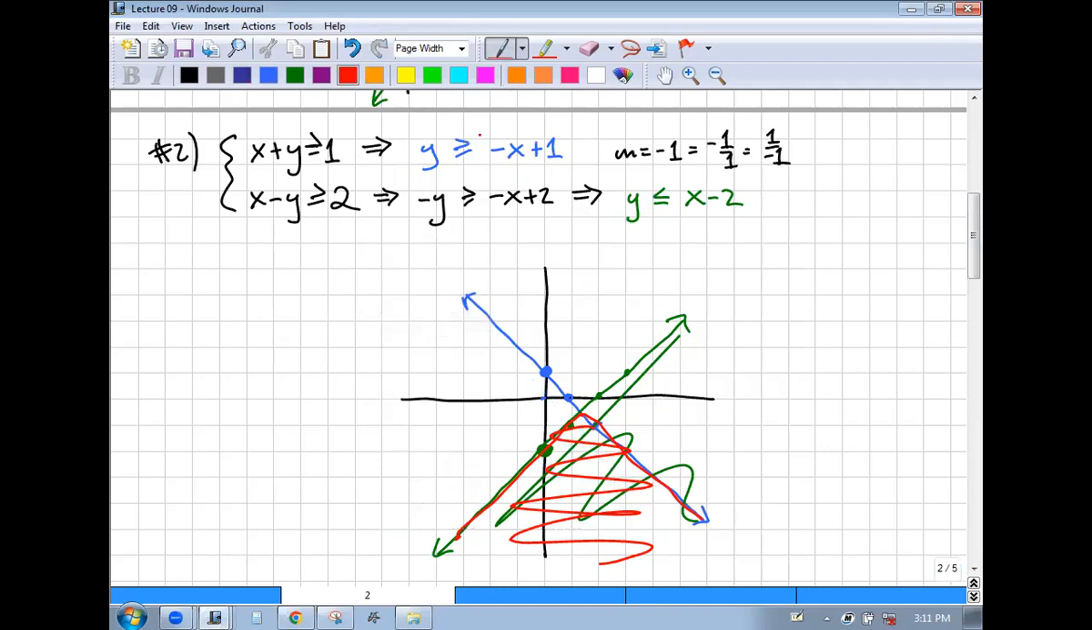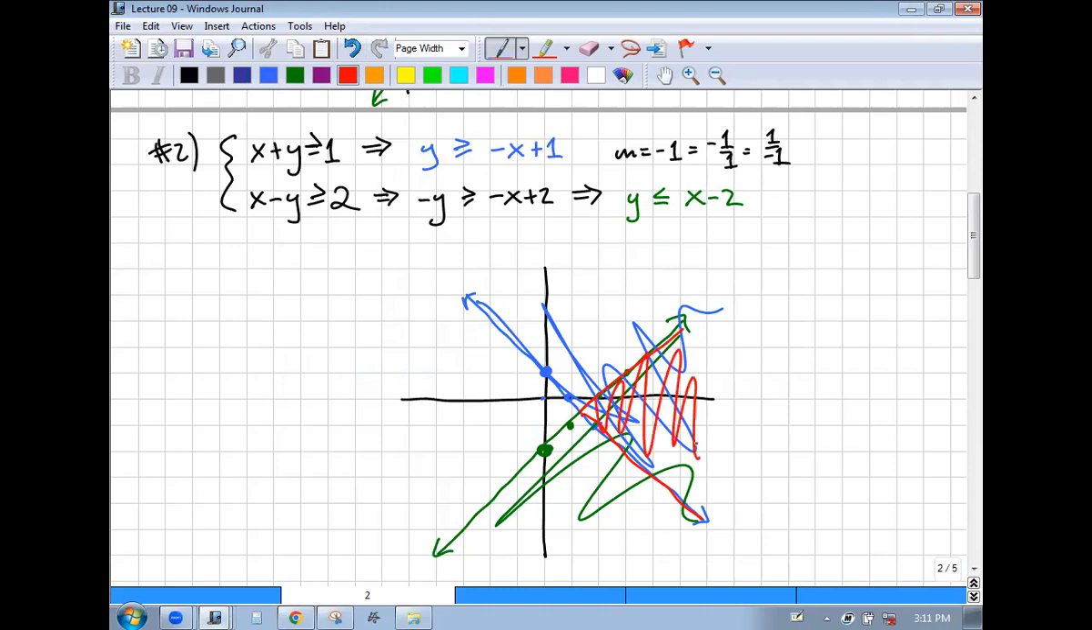Right here, this. I did that on the last problem. Y needs to be bigger than that. So we want the stuff above that line. Oh, I keep doing that. So the place they overlap is over here. There you go. Does that make sense? I screwed up both problems.